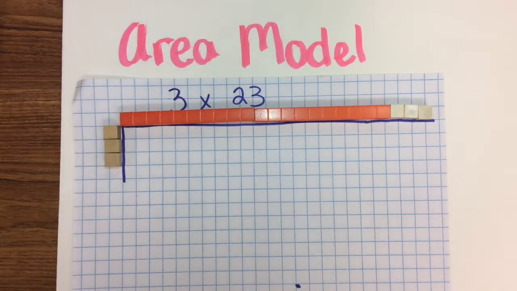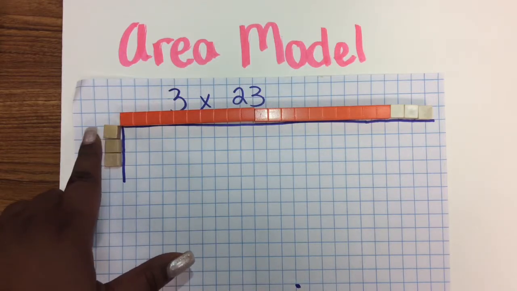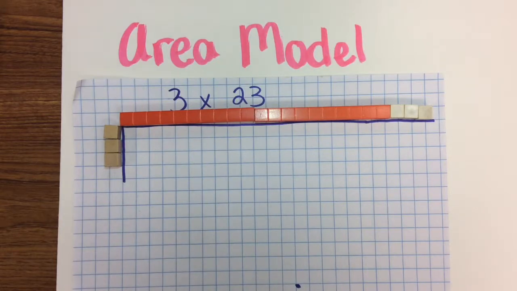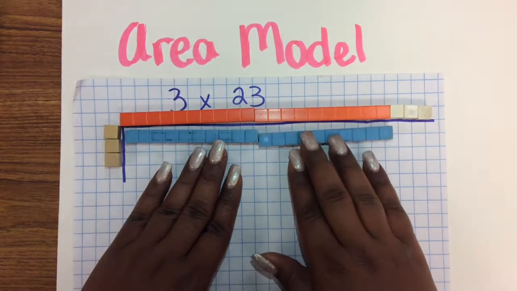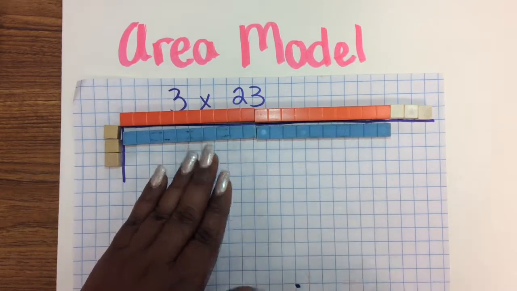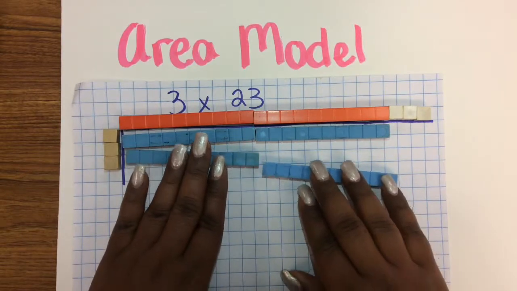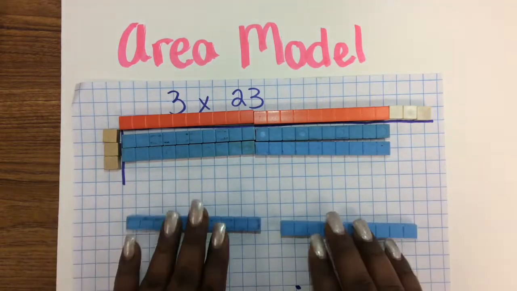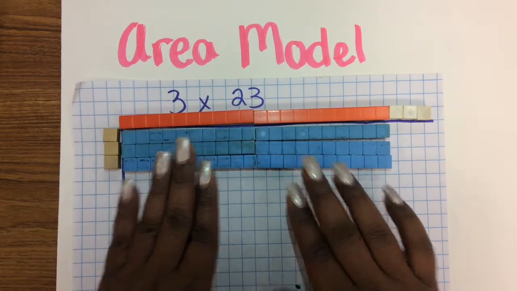So with this, I have one group, because that's one unit. I have one group of 20. So I'm going to use these blue base 10 blocks. So I have one group of 20. But I also have another group. I've got another group. So I have 3 groups of 20. So that is there. Okay.